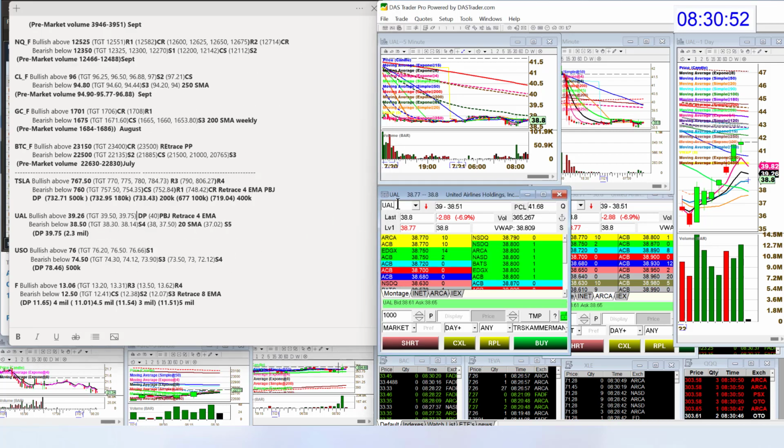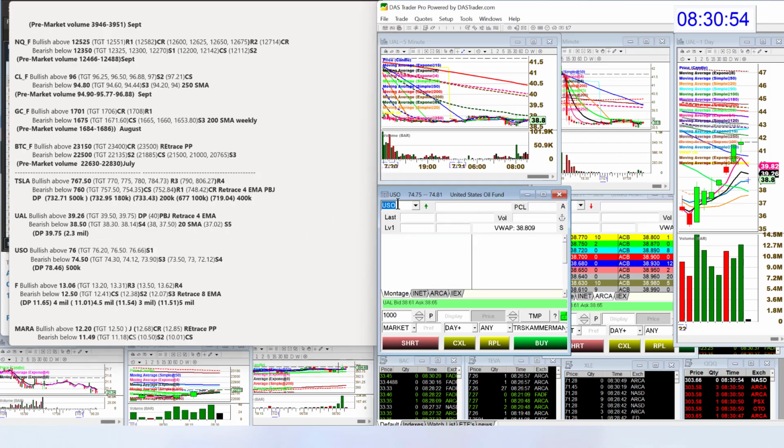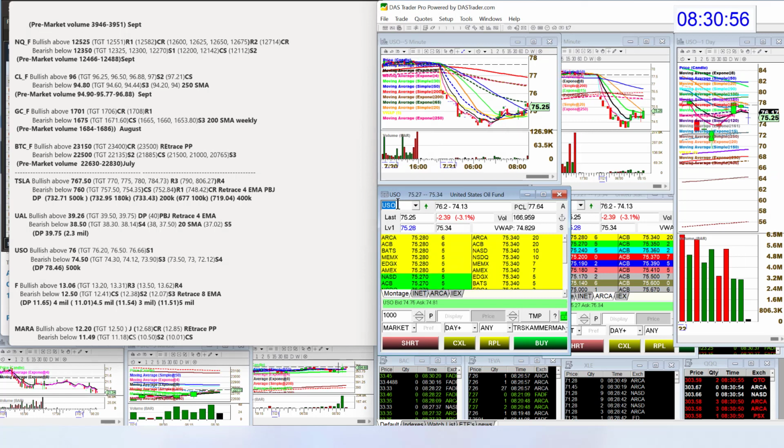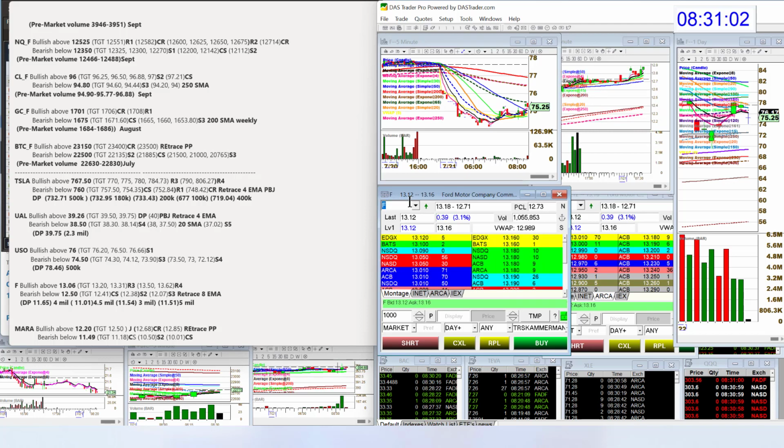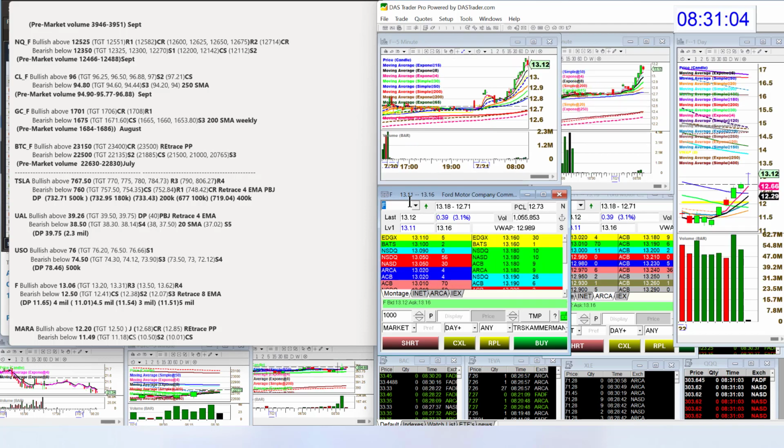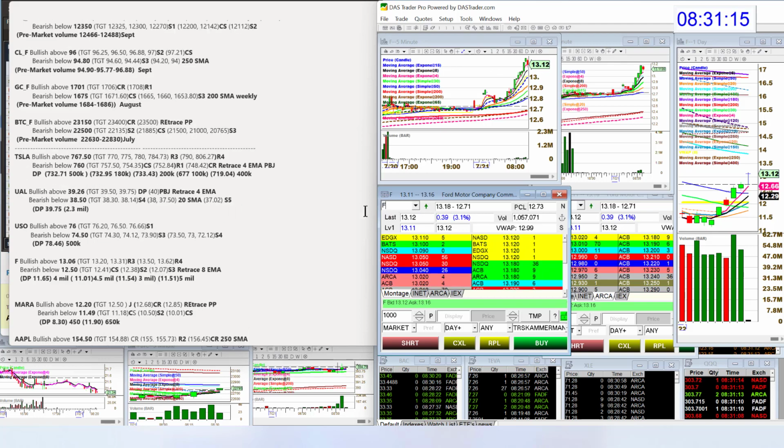All right, let's head on over to USO. Bullish above 76 today and bear below 74.50. Ford is back on the whisper. Bullish above 13.06. So we just pulled above that level. Lots of dark pool activity below us on Ford, by the way. Bear below 12.50, that's just a retrace trade.